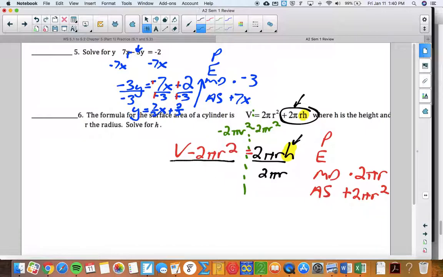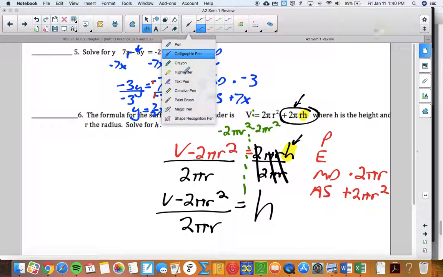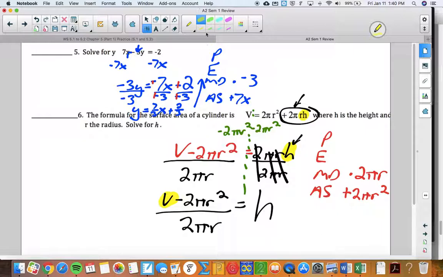And then I'm going to take everything over here and divide that by 2 pi r. So the 2's cancel out, the pi's cancel out, the r's cancel out. So h equals v minus 2 pi r squared over 2 pi r. Now folks, there are two terms here. There is this term and this term. And they're both getting divided by the 2 pi r. So we can't do the canceling that we did on the right side. So that is your final answer.